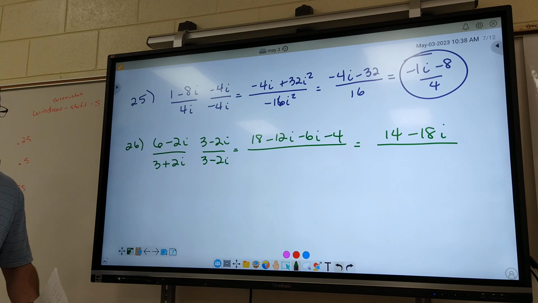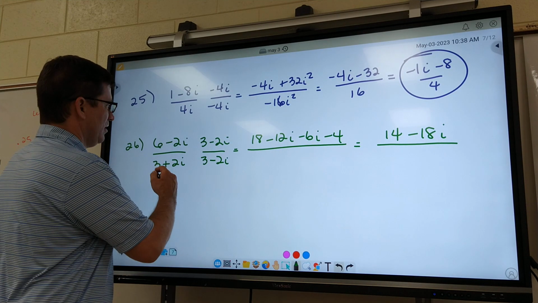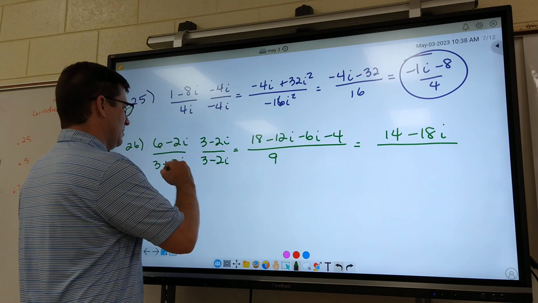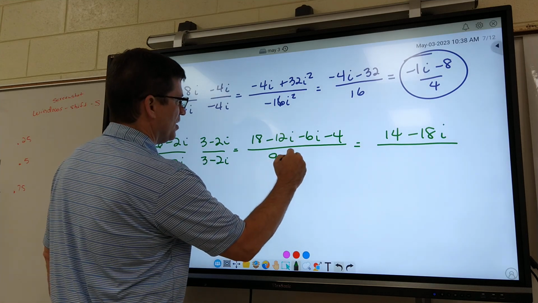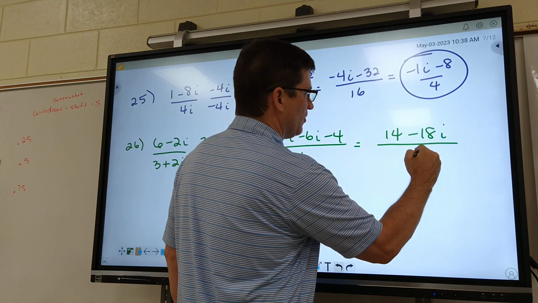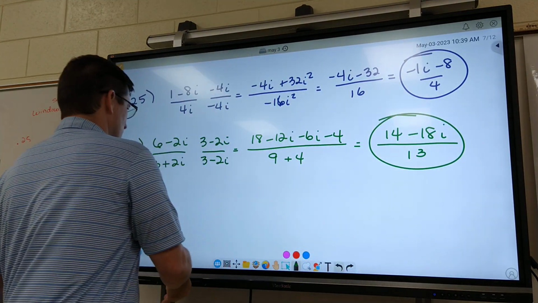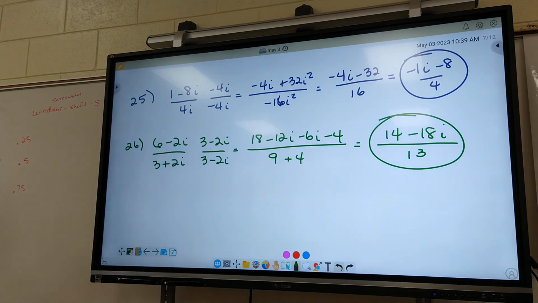All right, the bottom should be easy because we get to skip the middle part because we know it's going to cancel out. 3 times 3 is 9. Minus 4i squared is plus 4. I got 13 on the bottom. That's what I got on 26. All right, I'm going to help you guys do 28 and maybe 30, and then hoping you can do 27 and 29 by yourself.